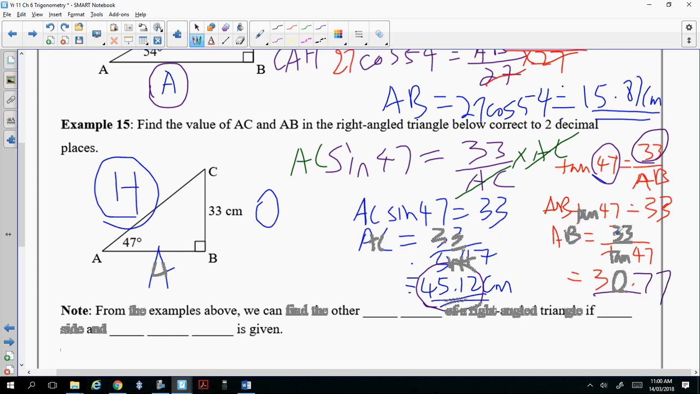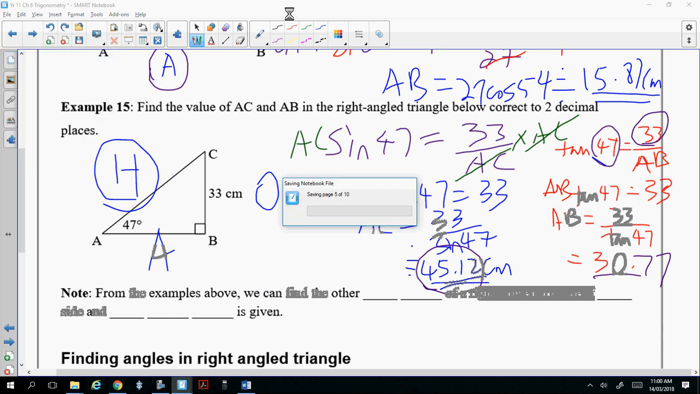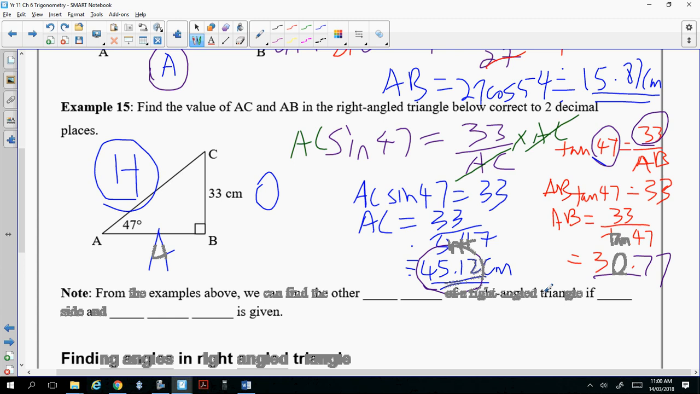So from the above examples, we can make some conclusions. We can find the other two sides of a right angled triangle if one side is given and one acute angle is given. So if you have one acute angle and one side given, you can always find the other two sides using trigonometry, provided that it has to be a right angled triangle. Okay? Any question?